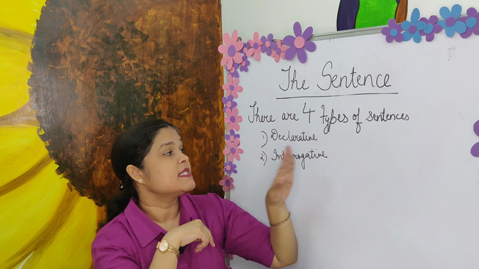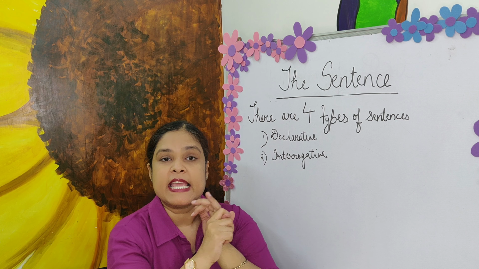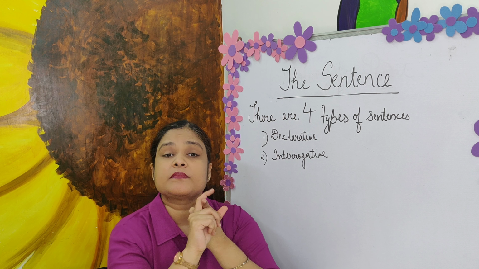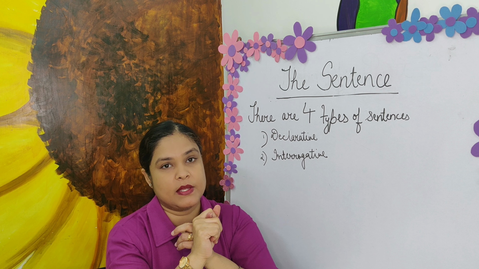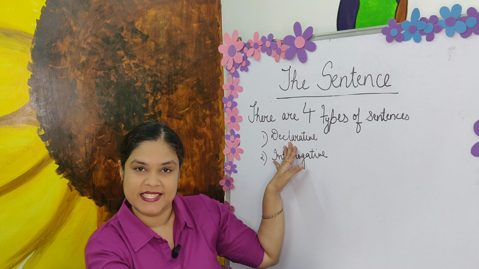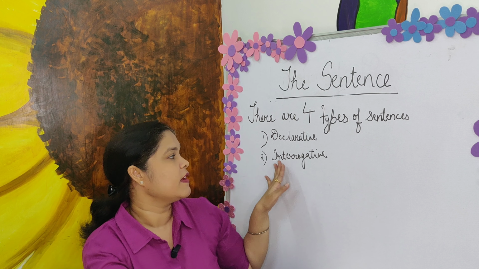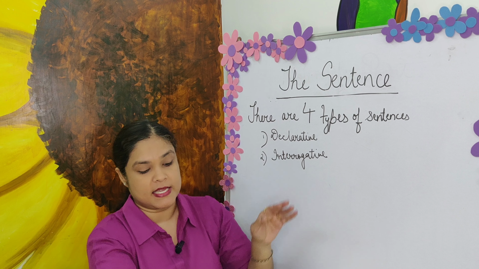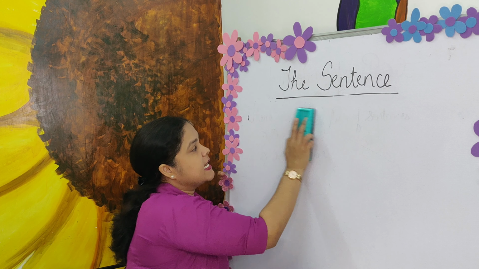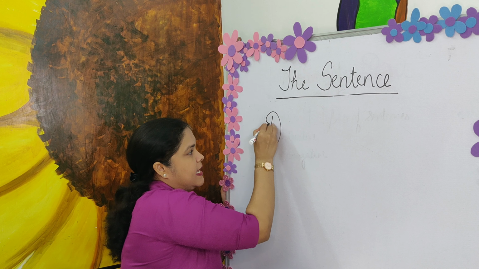So based on that, sentences are of 4 types. They are declarative sentences, interrogative sentences, exclamatory sentences, and last, imperative sentences, okay? So in today's class, we will be studying about declarative sentences and interrogative sentences, okay? So let us deep dive into the world of declarative sentences. It is very important that we first understand what a declarative sentence is, okay? So let me put it like this.